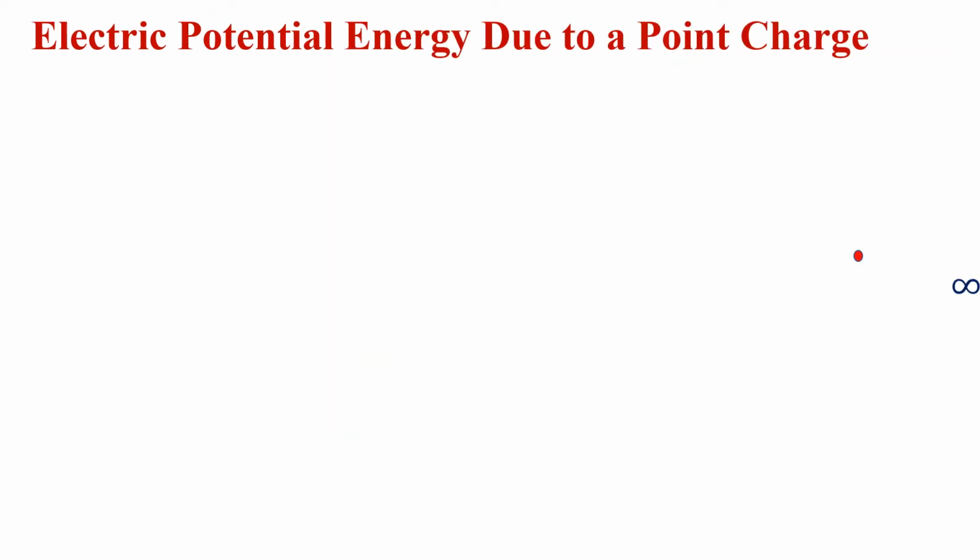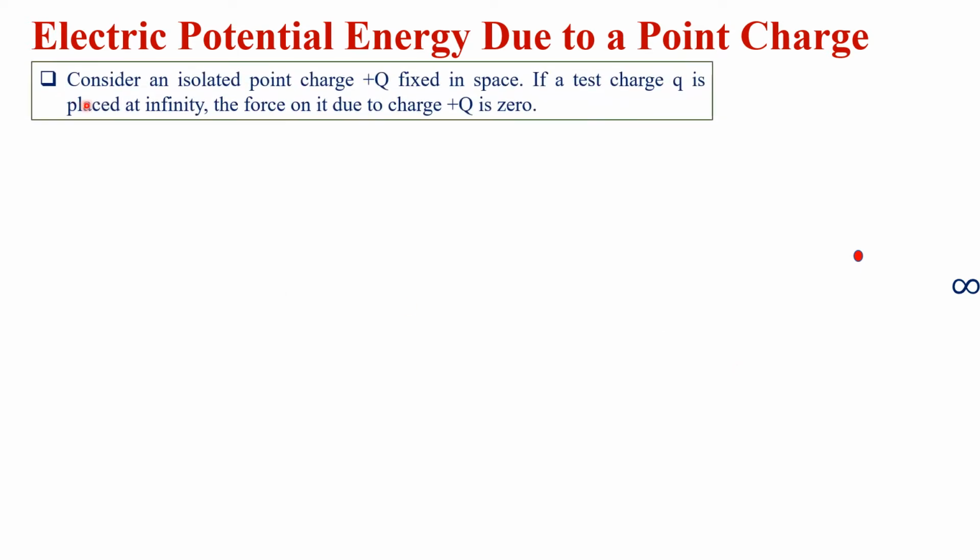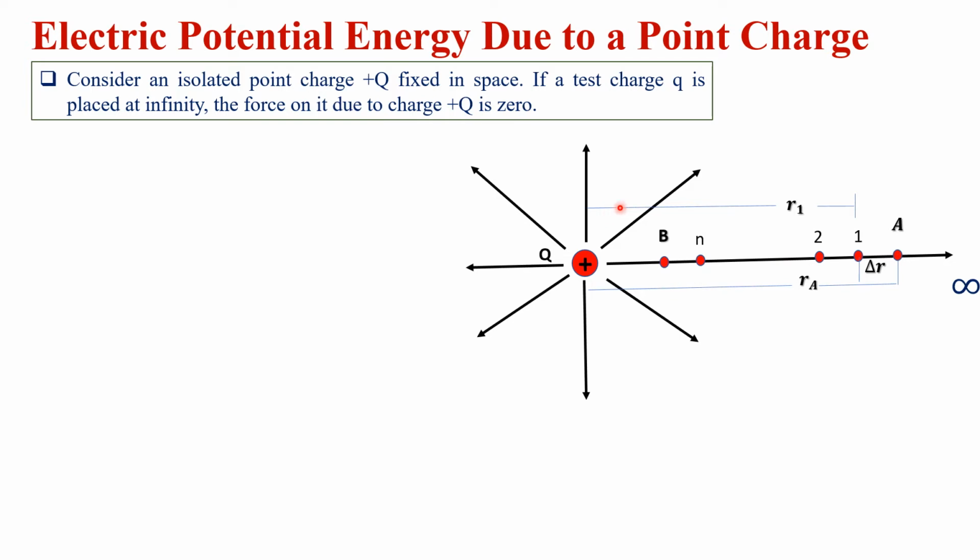Electric potential energy due to point charge. Now we are going to derive the formula of electric potential energy due to point charge. Consider an isolated point charge plus Q fixed in space. If a test charge q is placed at infinity, the force on it due to charge plus Q is 0, because the test charge is at infinity and the point charge is located at a space, so it is far from the electric field of the point charge.